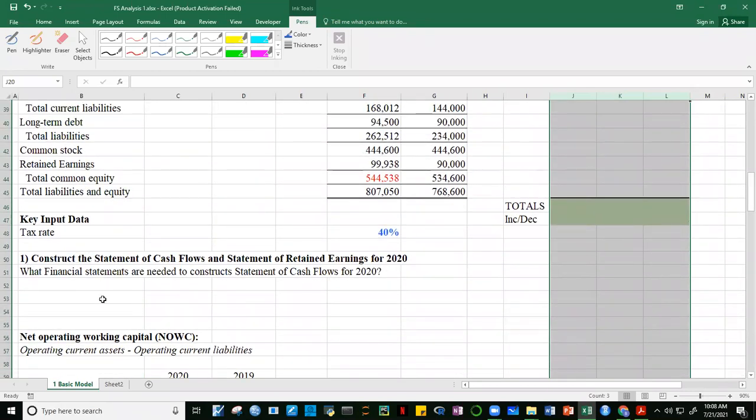Okay, first question, what financial statements are needed to construct your statement of cash flows for 2020? Yun ang unang dapat natin tanungin, no? So magka-create tayo ng cash flow statement for 2020. Ano dapat muna yung mga FS na meron natin? What FS do we need so that we can construct the statement of cash flow for 2020?